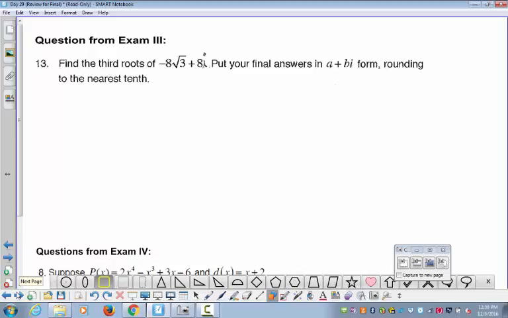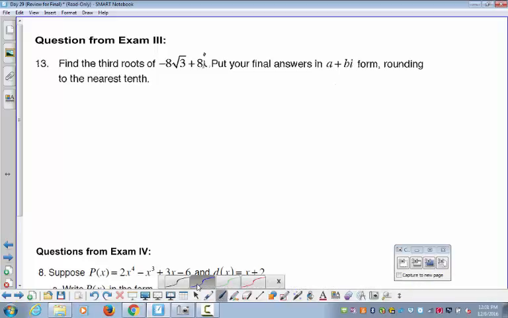Roots. Okay, so here we have a problem. We want to find the third roots of a number. Not the third power of a number, the third roots. Two totally different questions, right? You could have a complex number and find the third power, which means multiplying it by itself 3 times. Or you could find the third roots, which means finding 3 numbers that have a third power equal to the number in question.